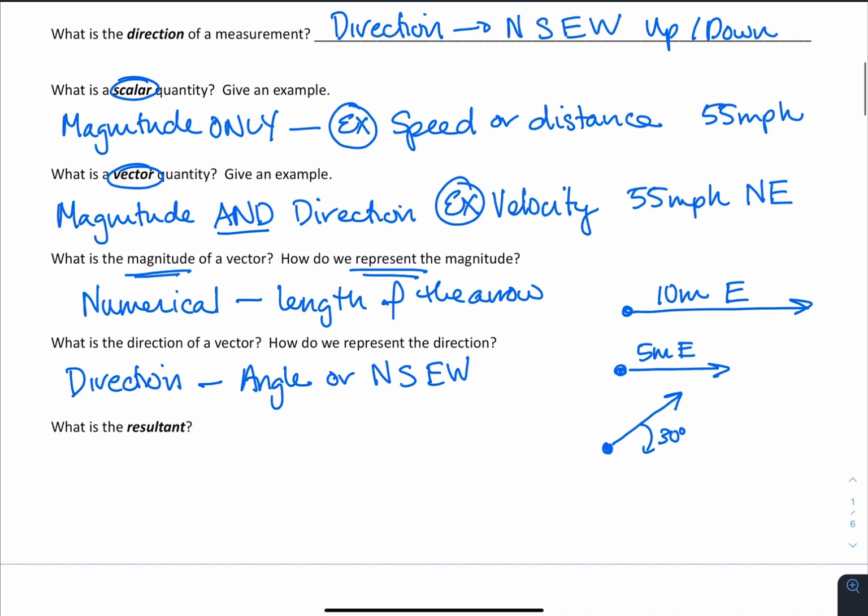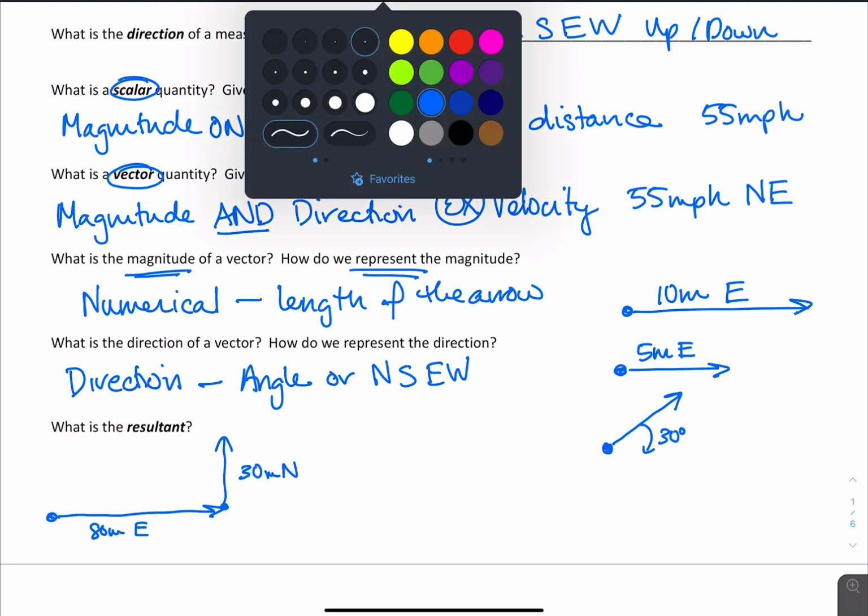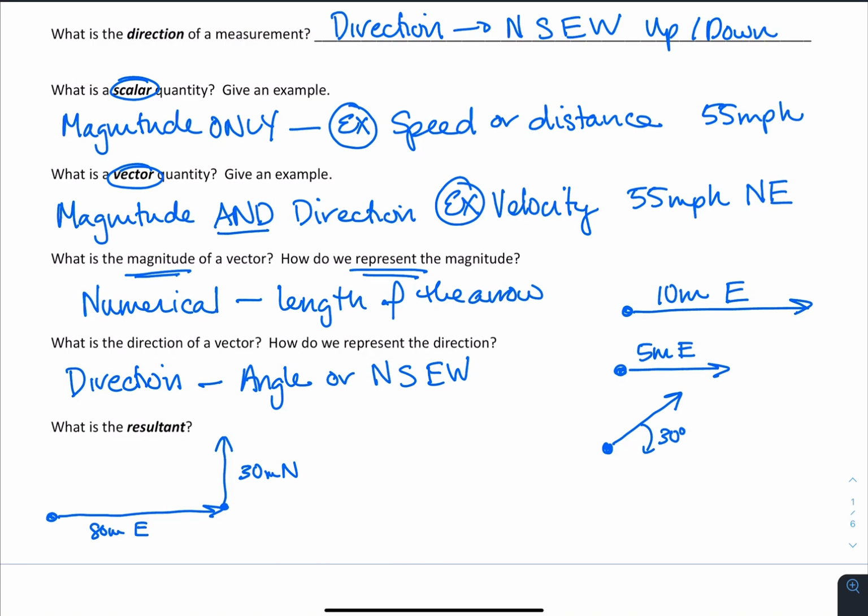All right, now this last word, the resultant, that might be a new word for us. So when we draw a vector, I'm going to just redraw our car problem. All right, we have these two components, these two pieces. All right, this is our 80 meters east, and this is our 30 meters north. That path that we drew that connected these two vectors here, this is your resultant.